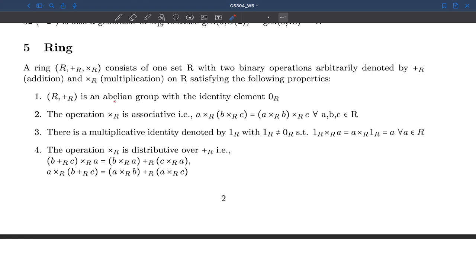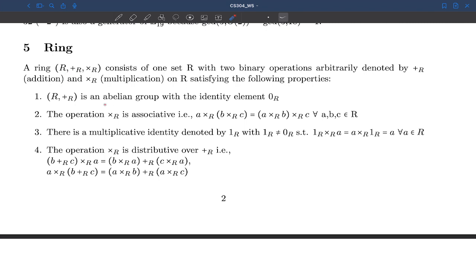Let's recall the conditions to be a group. First of all, it should be associative. Second, it should have an identity element. And third, the inverse of every element should exist. And there was an additional property that if the operation is commutative, then that is also called an abelian group.